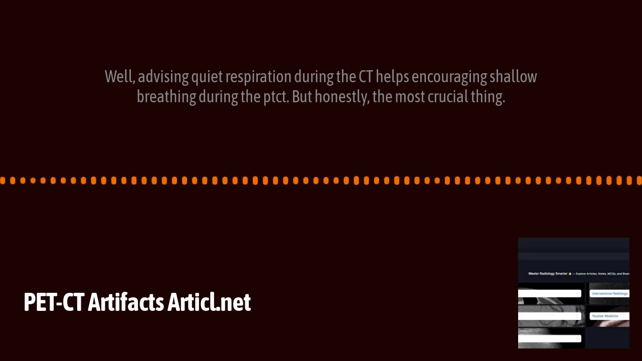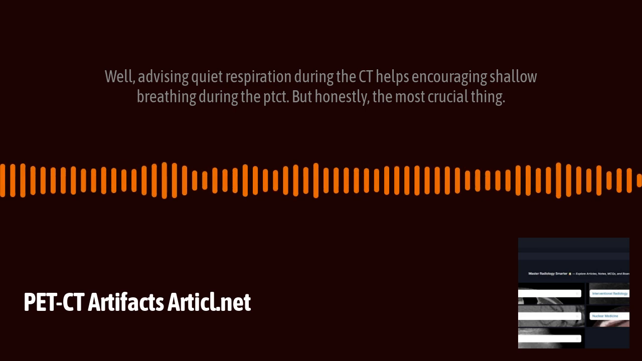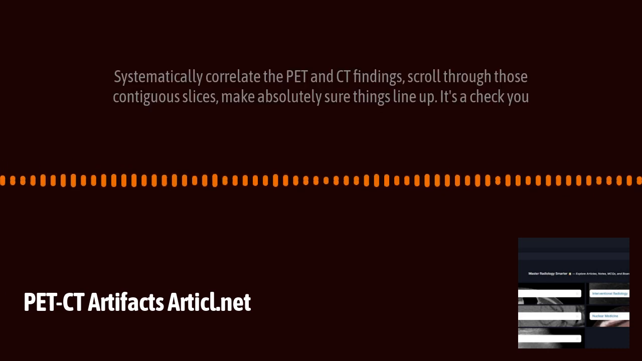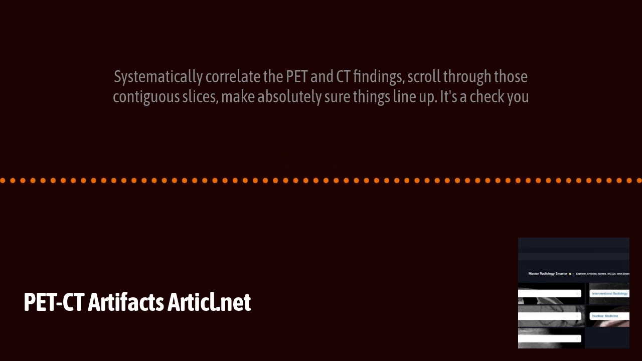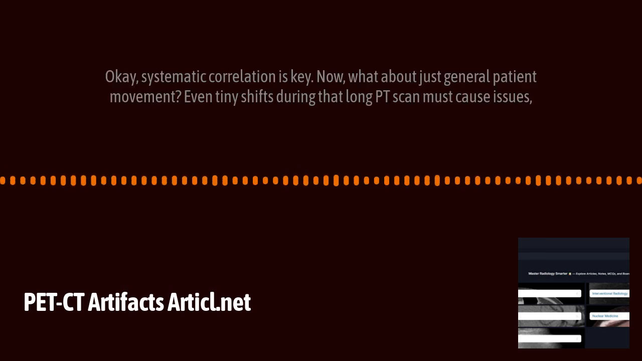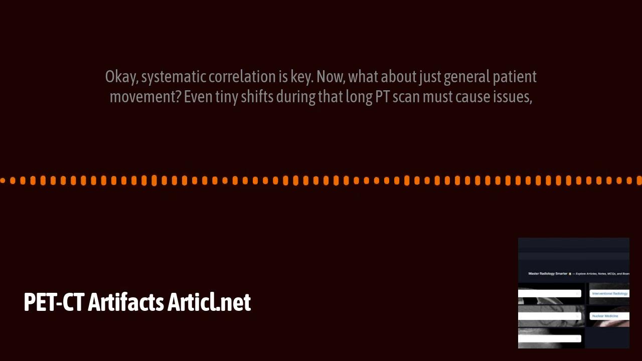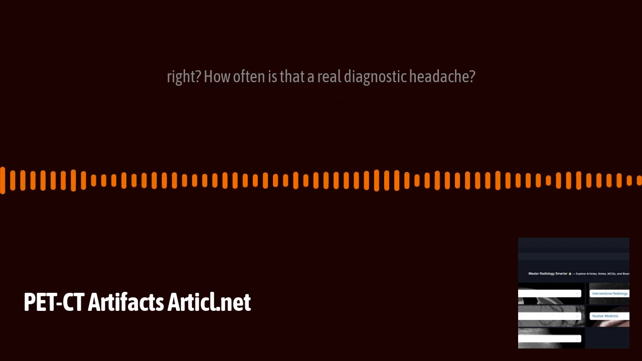Well, advising quiet respiration during the CT helps, encouraging shallow breathing during the PET-CT. But honestly, the most crucial thing: systematically correlate the PET and CT findings. Scroll through those contiguous slices, make absolutely sure things line up. It's a check you have to do every single time. Okay, systematic correlation is key. Now, what about just general patient movement? Even tiny shifts during that long PET scan must cause issues, right? How often is that a real diagnostic headache?